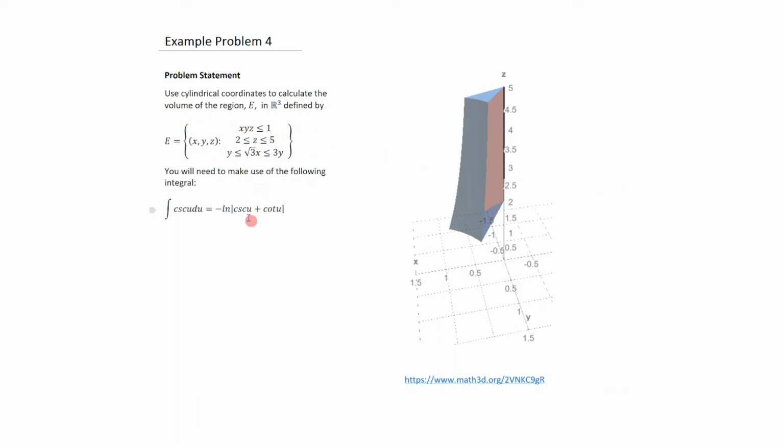In this particular integration that you'll have to perform, you'll need to make use of this integral. This type of information will typically be given to you, so you're not expected to memorize any of these things. This object, if you were to graph it out, would look like this, and you can click on this URL if you want to visualize it. Anyway, it's maybe of interest to you.